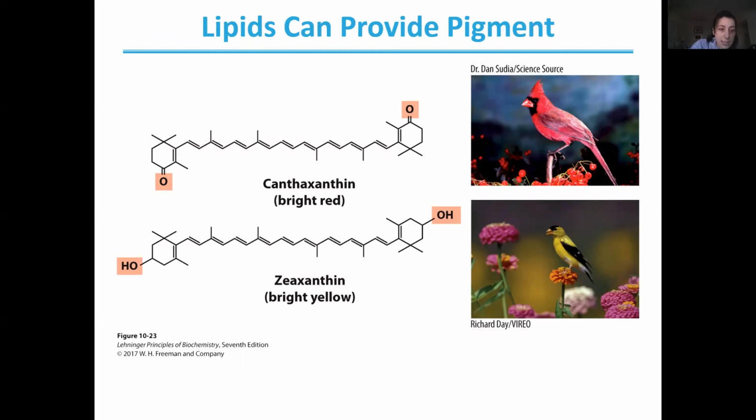And you can see the main thing that allows for the color is, as I said, the alternating single double bond. So if you see again, it goes double bond, single bond, double bond, single bond. This long alternating chain allows for transfer of electrons along that chain and gives this organic molecule a bright color.